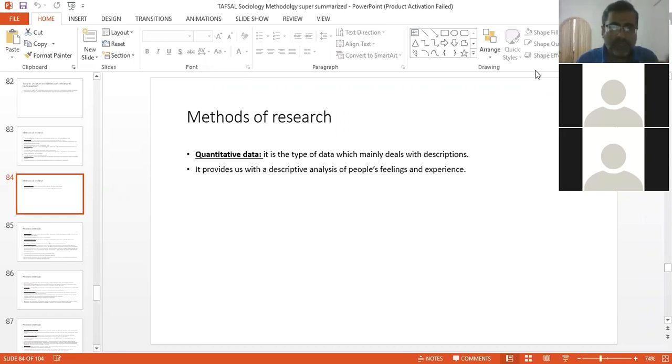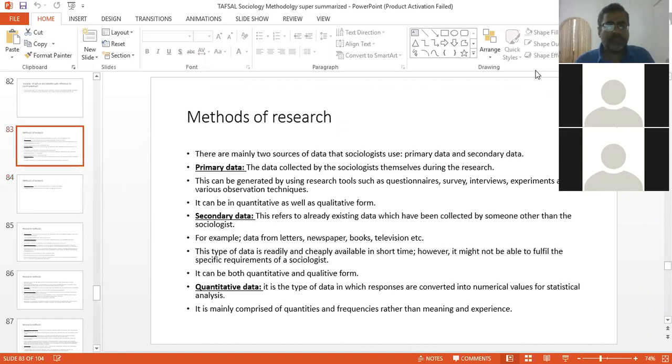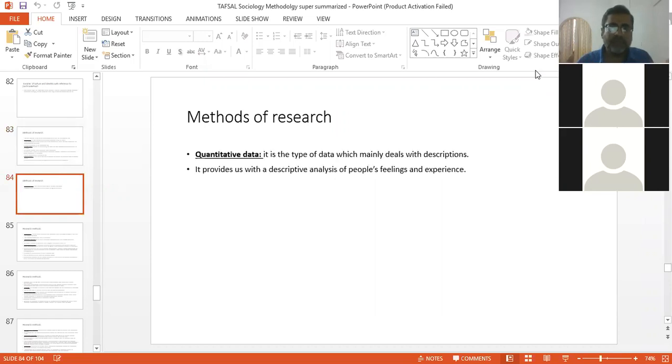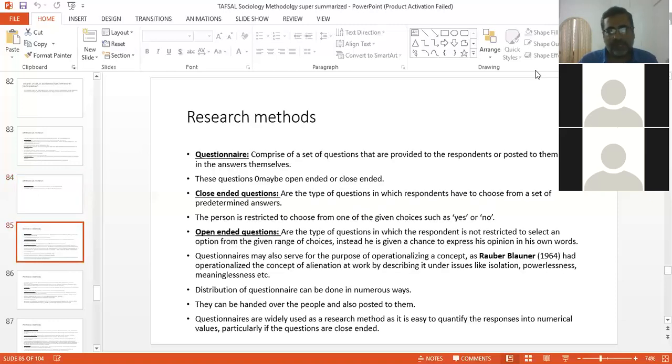So then what is quantitative data? Quantitative data is data in which the responses are converted into numerical values. So you can actually express the data which is collected in numerical terms. Whereas in qualitative data, we rely more on descriptions, we rely more on feelings, we rely more on analysis of opinions. So that is the difference between quantitative and qualitative data.